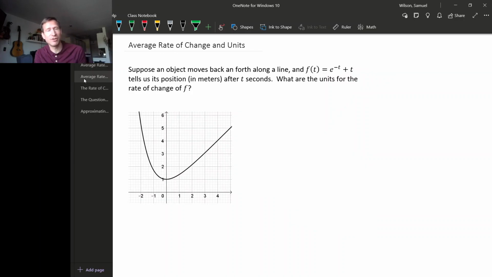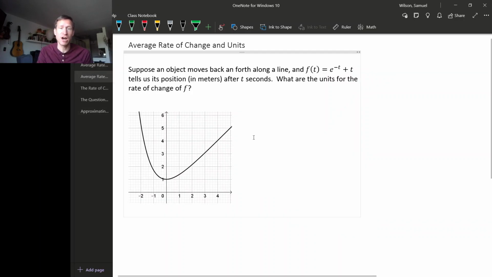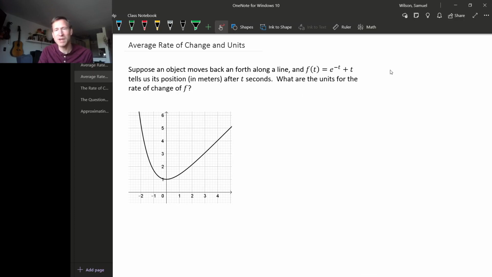Now this has a really nice interpretation if our function happens to tell us a position. So suppose we have some object that is moving back and forth along a line, and we can measure its position just by assigning position numbers along this line here. So positive will go one way and negative will go the other way.